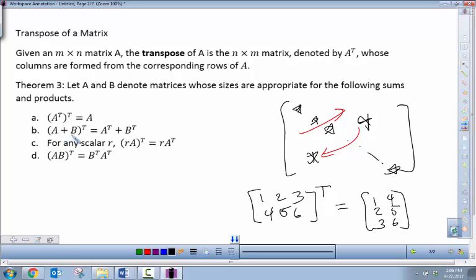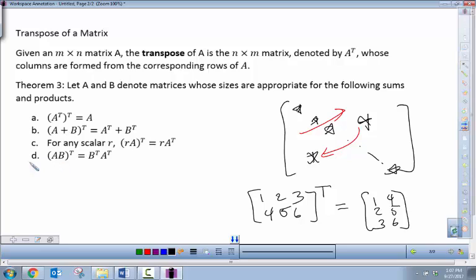The transpose of a sum is equal to the sum of the transposes. That seems obvious, but it probably should take a little bit of work to try and prove. For any scalar, the transpose of a scalar times a matrix is the scalar taken out and then the transpose of the matrix. So the first two seem obvious, but we could check it out and make sure that it actually works.